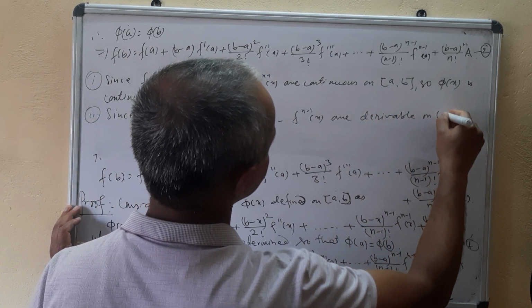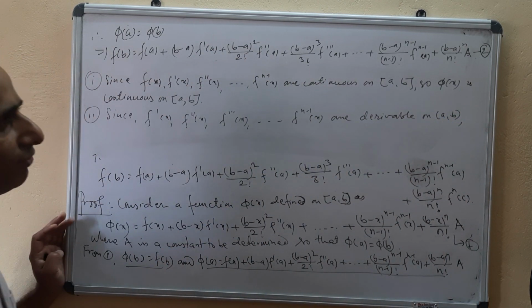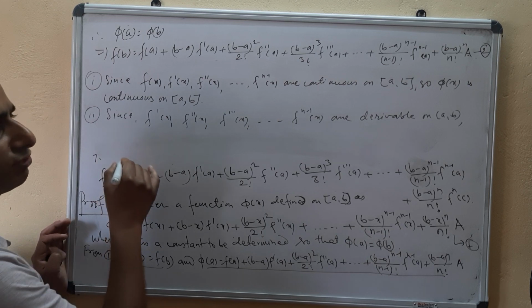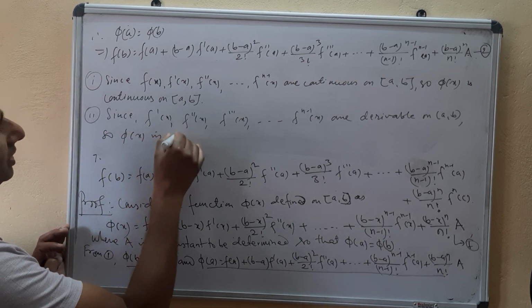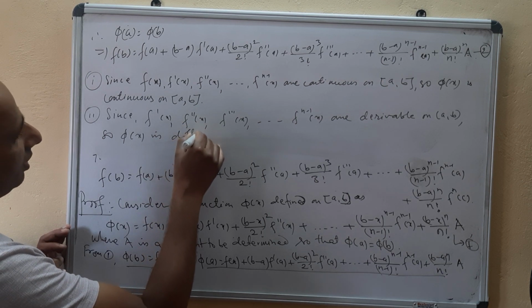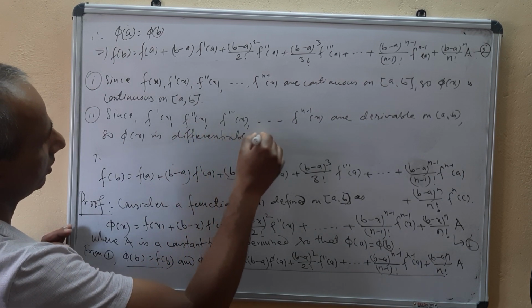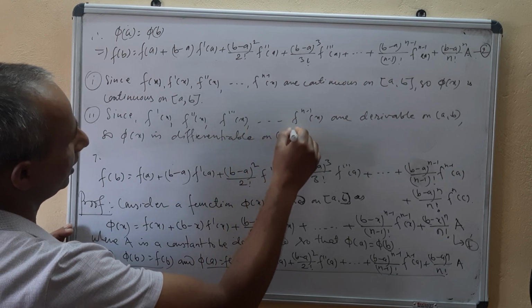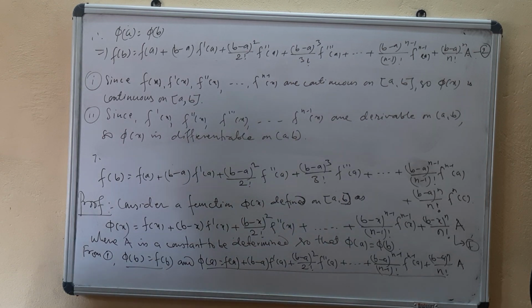Derivable on open interval AB. So phi x is also differentiable. So phi x is derivable or differentiable on open interval AB. And now let's go through the third condition.